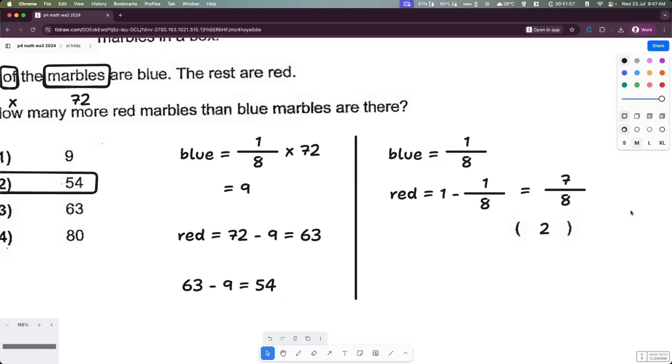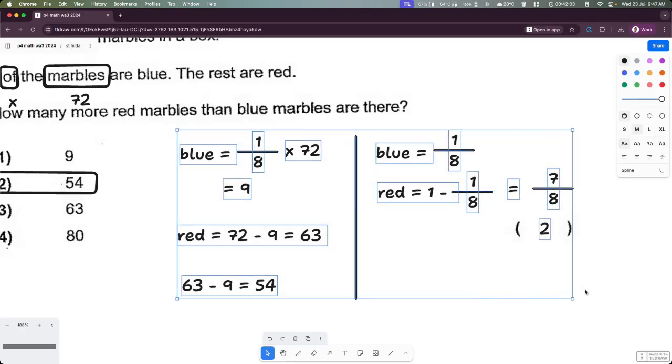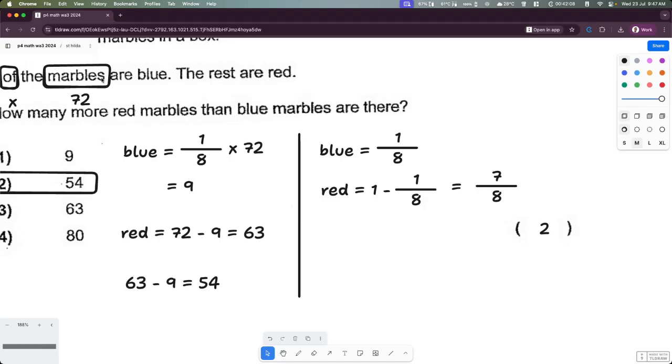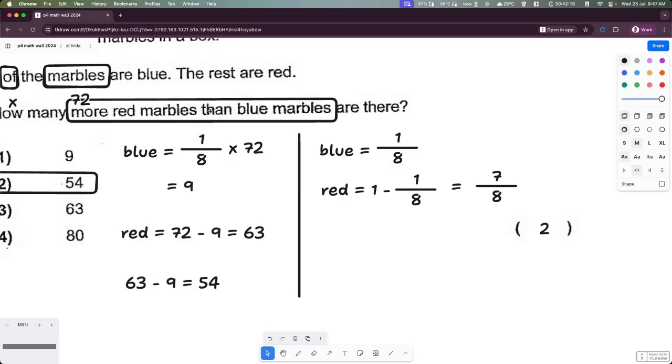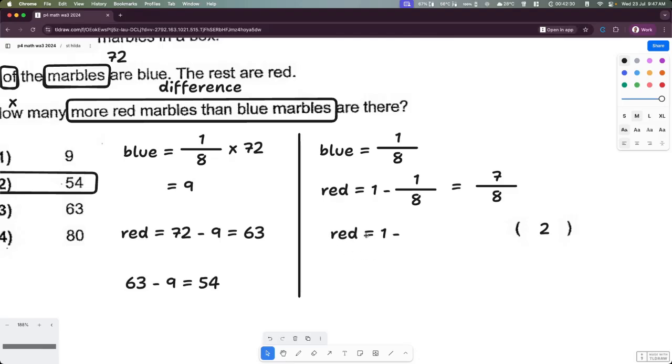So we know the blue and red marble fractions. How much more? In a way, I want to call this whole thing the difference. How much more red marbles is actually the difference. How many more red marbles than blue marbles? This is the difference. So in essence, we can also calculate the difference.